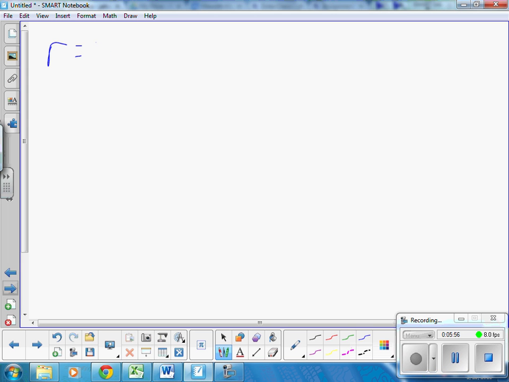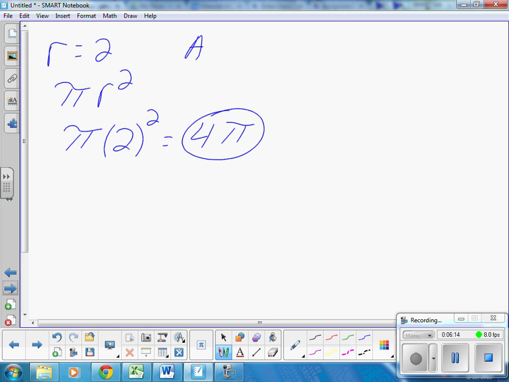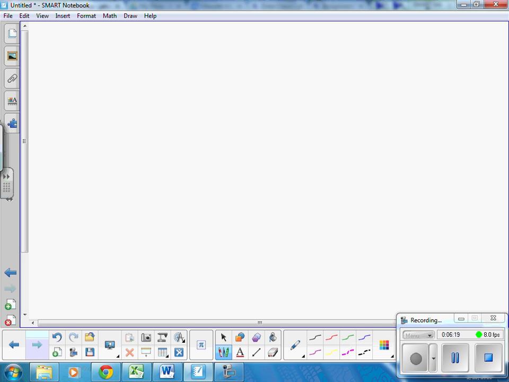The radius is equal to 2. Find the area. Well, that's going to be pi r squared. So pi 2 squared is 4 pi. And remember to put pi for pi. Next one, r is equal to 6. If r is equal to 6 and they want me to find the area, remember we're going to go 6 squared times pi, so that's 36 pi.